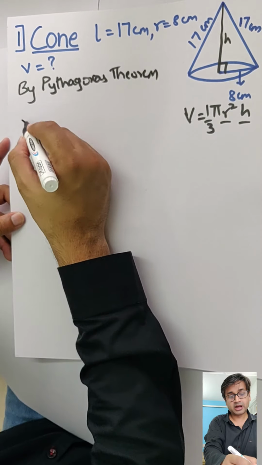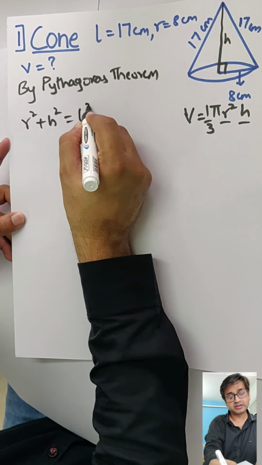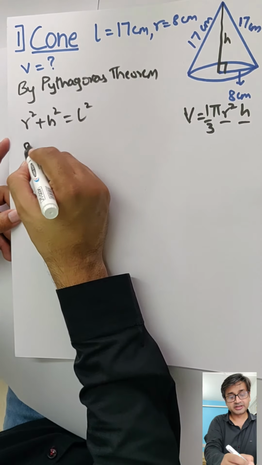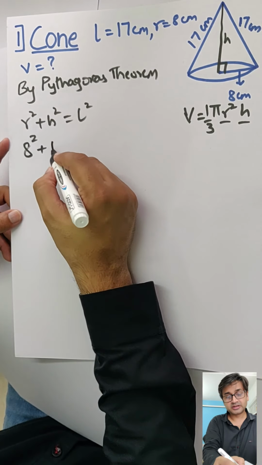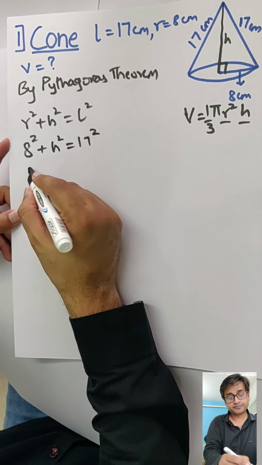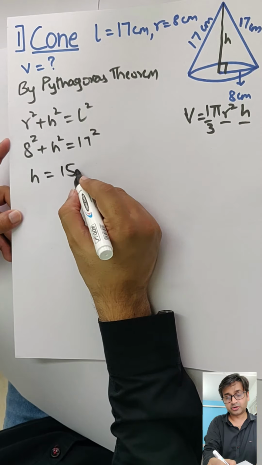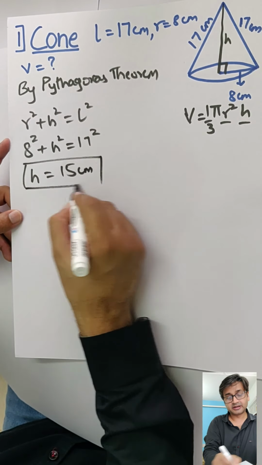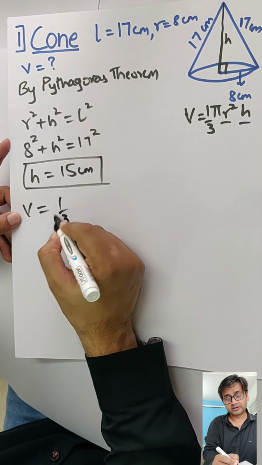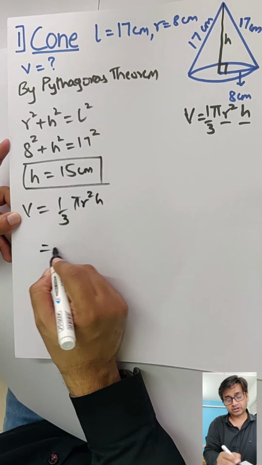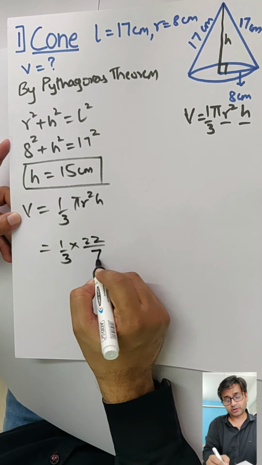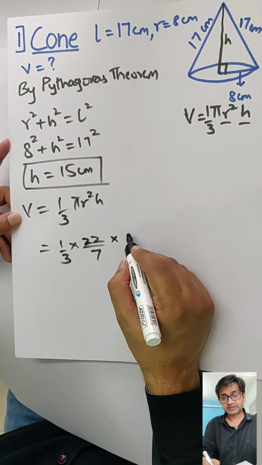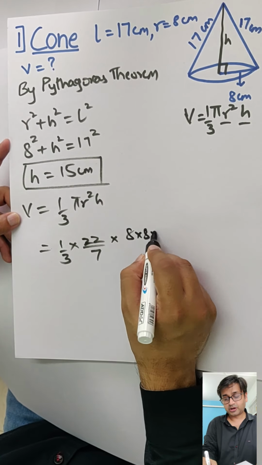So by Pythagoras theorem, what will happen? r square plus h square is equal to l square. So my r is 8, h is unknown and l is 17. So h will be 15 because I know the triplet, so I'm writing it directly. And therefore volume is 1/3 pi r square h. So 1/3 times pi, 22 by 7, r is 8, into height is 15.